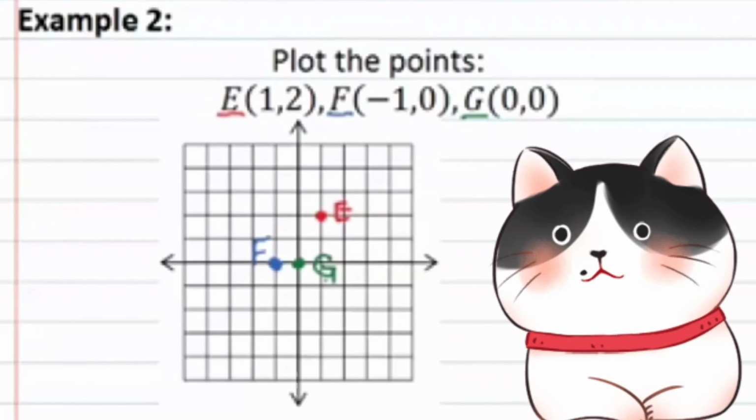When plotting points, it is important to remember which direction gives you positive values and which direction gives you negative values. It is also important to label your points.